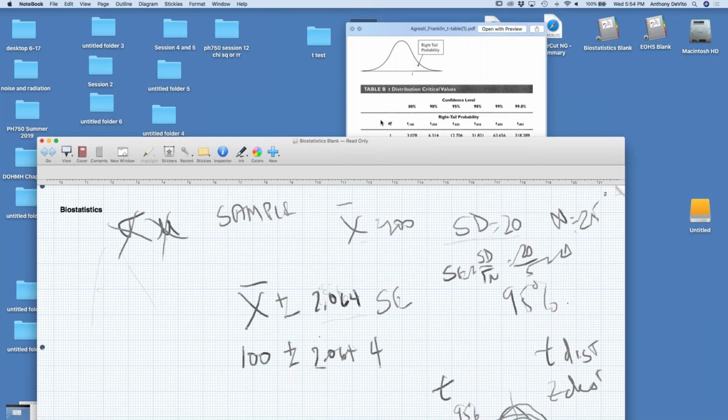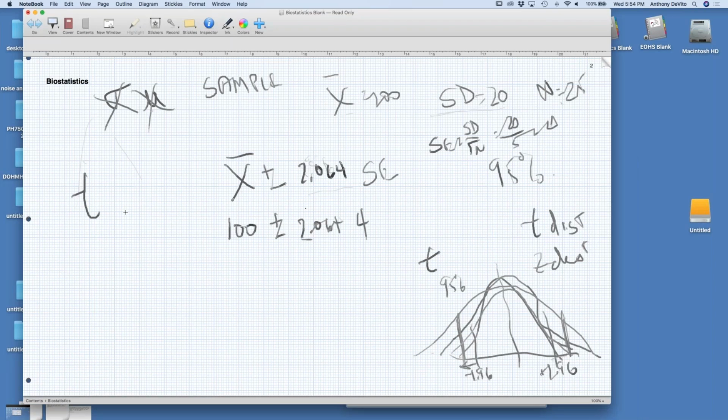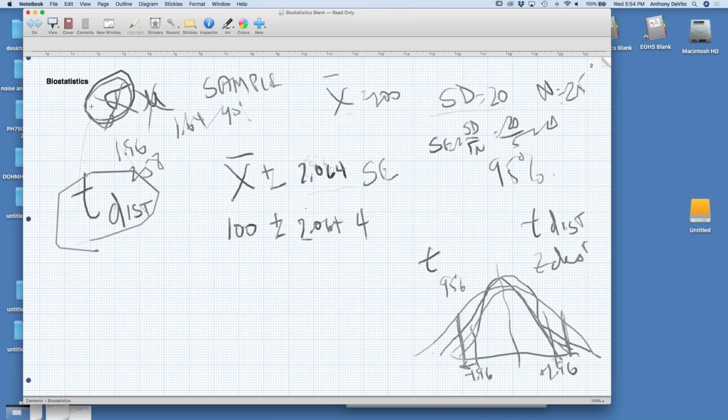Okay, so that's why we need the t distribution. We need it because we don't know what sigma is. If we know what sigma is, we can just use 1.96 and 2.58, and as it happens, 1.64 for only 90% certainty. But we need the t distribution when we don't know what sigma is, and that's almost all of the time in real life.